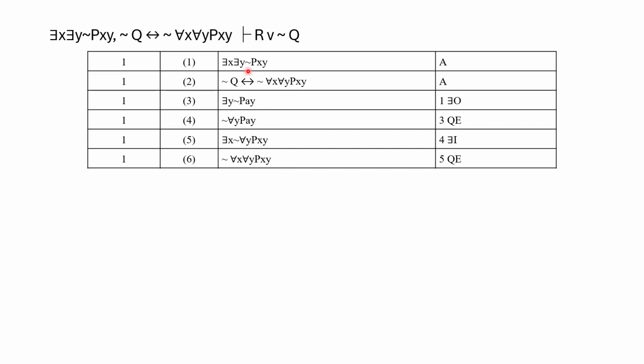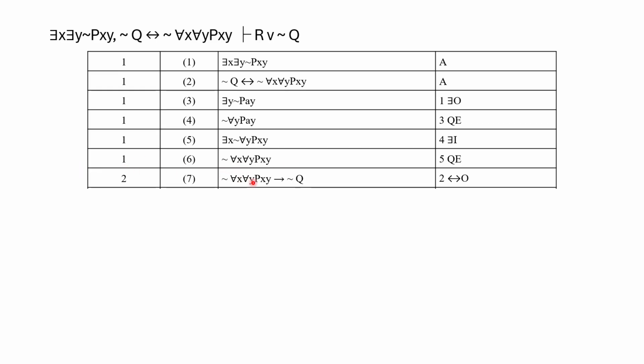But that's how we can move this tilde across from the pxy here all the way to the other side. Now that we've got that, it's pretty straightforward. We just get the double arrow out from 2. And now we've got a conditional statement.